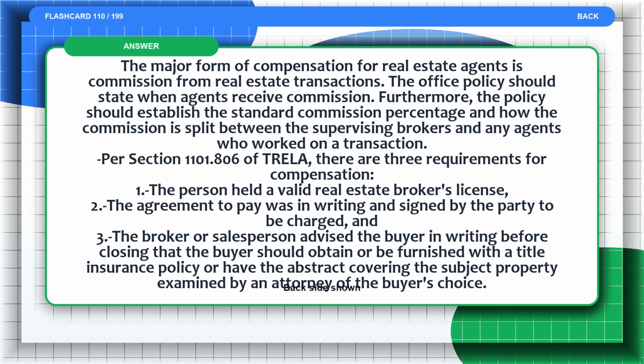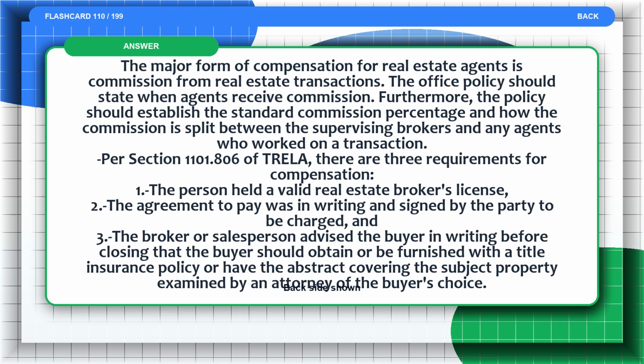The answer is: the major form of compensation for real estate agents is commission from real estate transactions. The office policy should state when agents receive commission. Furthermore, the policy should establish the standard commission percentage and how the commission is split between the supervising brokers and any agents who worked on a transaction.